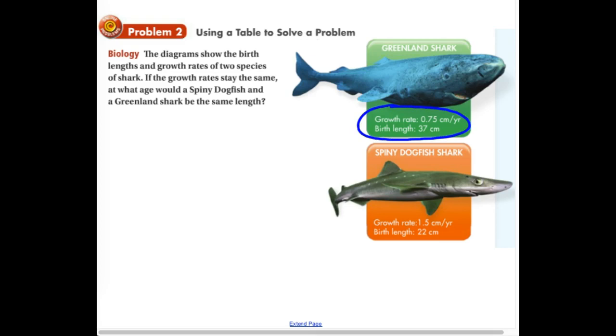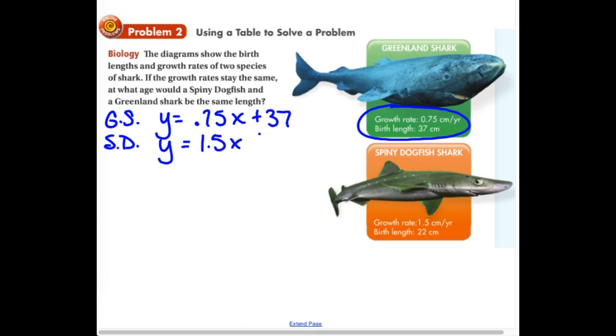So for the Greenland shark, we are told that at birth it's 37 centimeters long. So that's my starting value. And then its growth rate, which would be like our slope, is 0.75 centimeters per year. So total length for that shark is going to be 0.75x, where x is the number of years, plus the original 37 centimeters that it was born with. Okay. For the spiny dogfish, we are told that its growth rate is 1.5 centimeters per year, and it has a starting length of 22 centimeters.